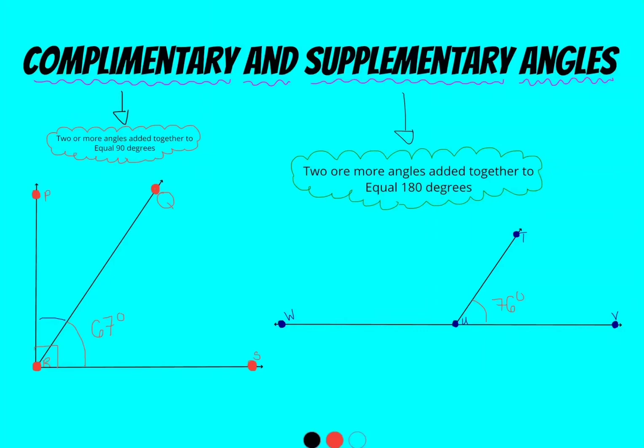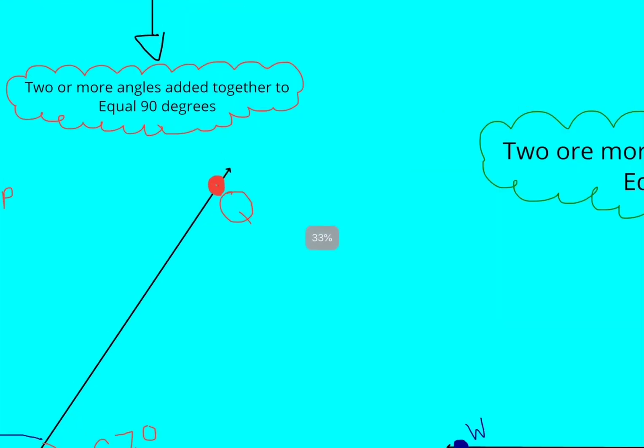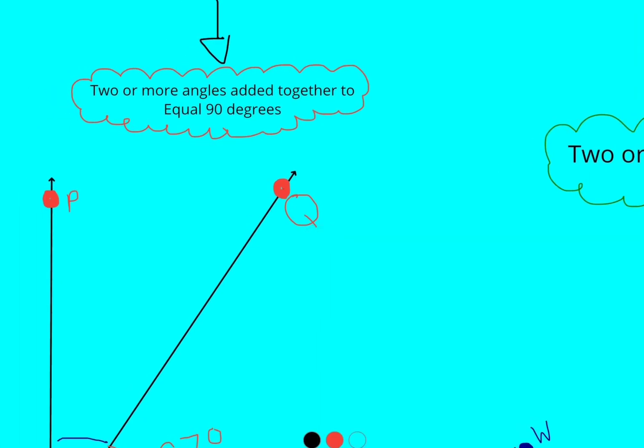Complementary and supplementary angles are put together a lot of times. They're two separate ideas, but they have a lot of similarities. If you look at complementary angles, these are two or more angles that add up to 90 degrees. Two or more angles that if you add them all together, they'll equal 90 degrees exactly.